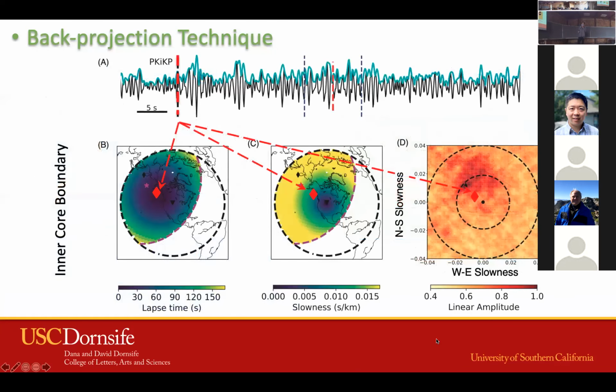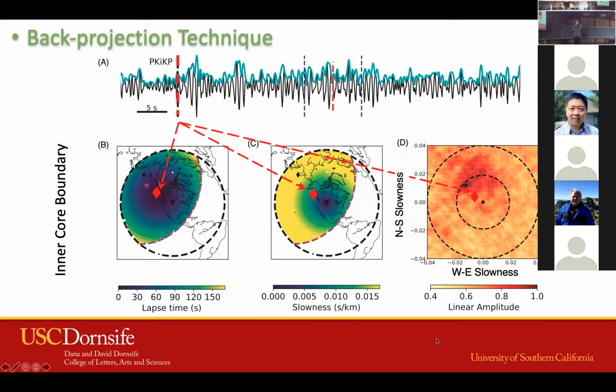For here, I will briefly introduce our approach, which is a little different from previous studies. This is one trace of the 2D stacked seismogram. The red dashed line indicates the predicted arrival time of the PK small IKP. We know the energy from this point comes from the bouncing point at the inner core. So this is the slowness.